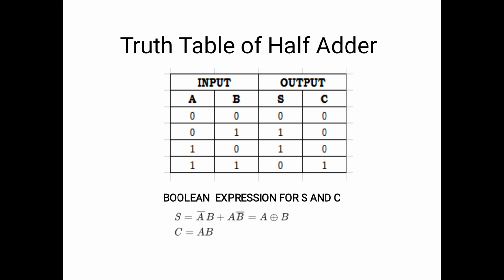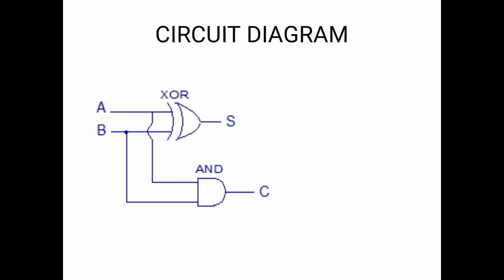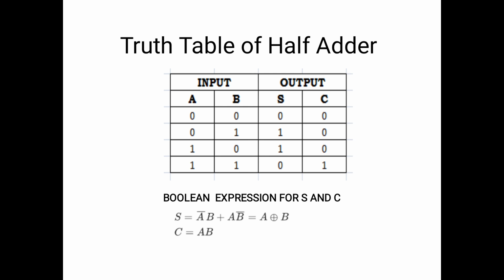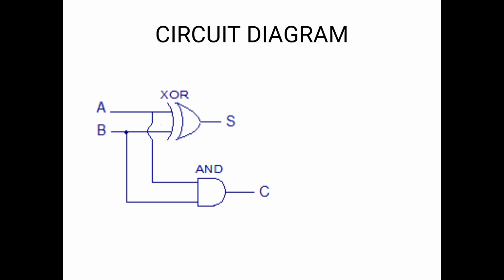So once we design the expression for all the outputs, we draw the circuit diagrams. As we saw in the previous slide, the value of S is A XOR B and the value of C is A B. So the circuit diagram using the gates is as shown. A, B are the inputs and we give them to the XOR gate, it will produce S, and the AND of A and B will produce the C.